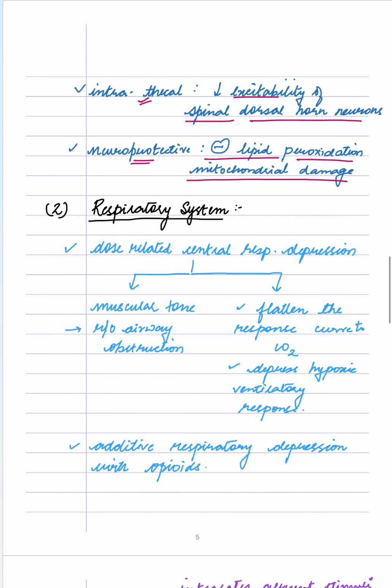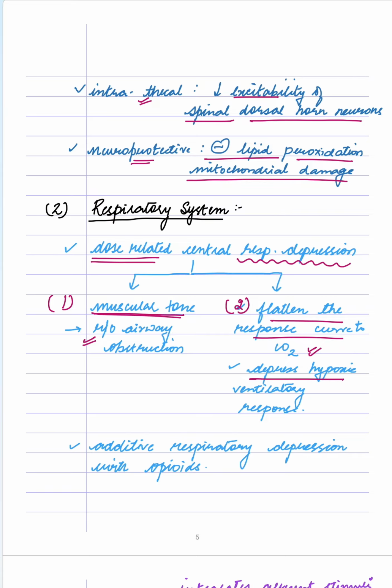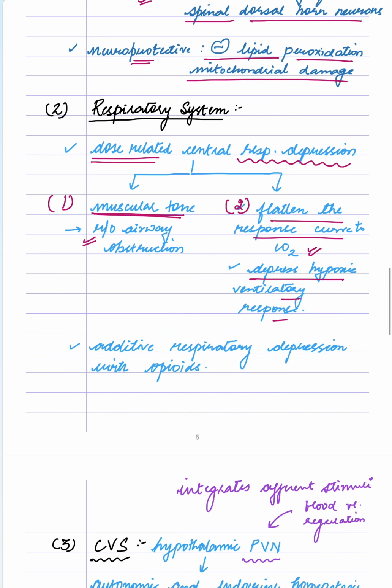Coming to the respiratory system, this shows a dose related central respiratory depression. This is mediated in two ways. First, it has an effect on the muscular tone, which increases the risk of respiratory airway obstruction. Secondly, it flattens the response curve to carbon dioxide and it depresses the hypoxic ventilatory response. And this respiratory depression has an additive effect when given along with opioids.